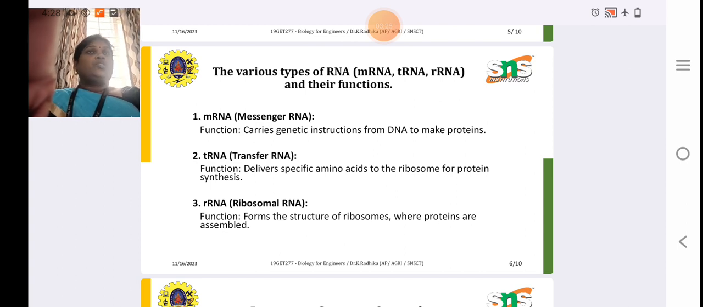Then tRNA means transfer RNA. Its function is to deliver specific amino acids to the ribosome for protein synthesis. Third, rRNA, ribosomal RNA. Its function is to form the structure of ribosomes where proteins are assembled.